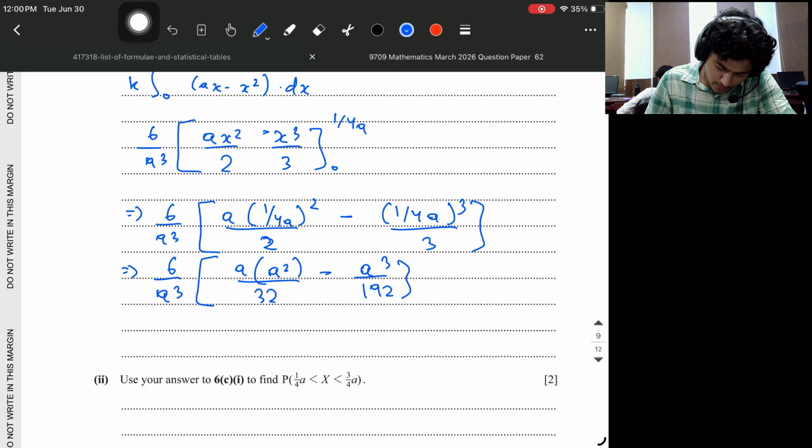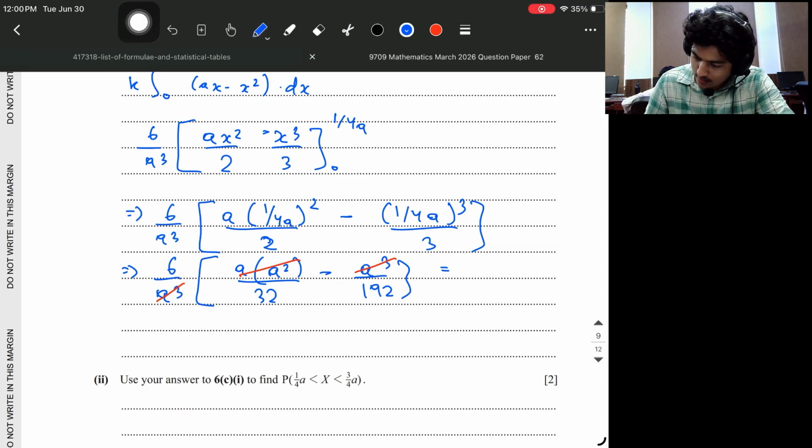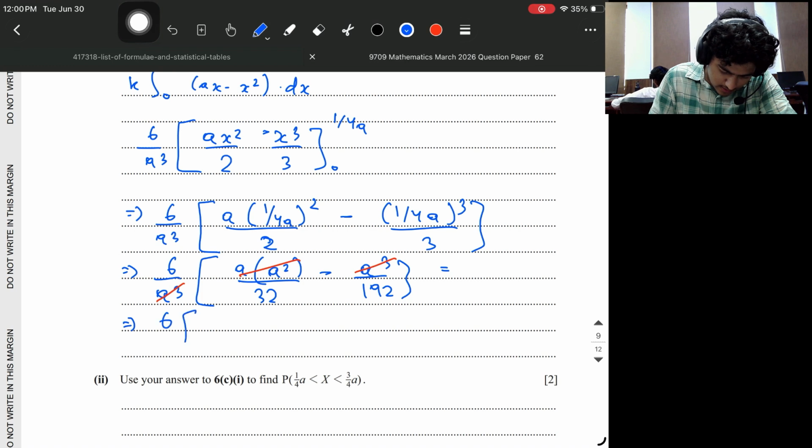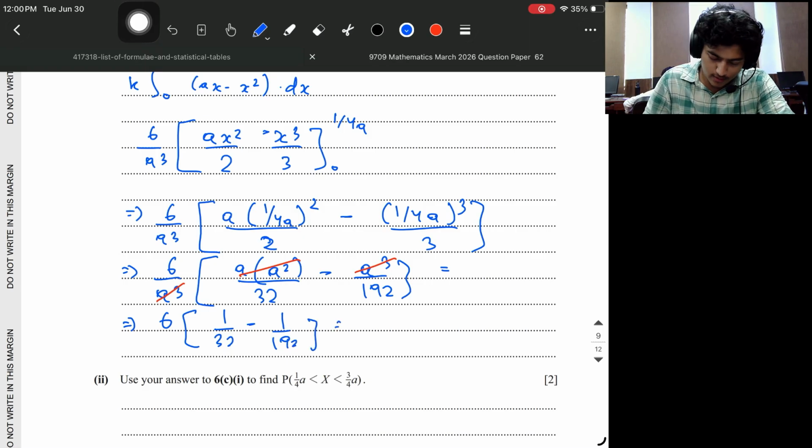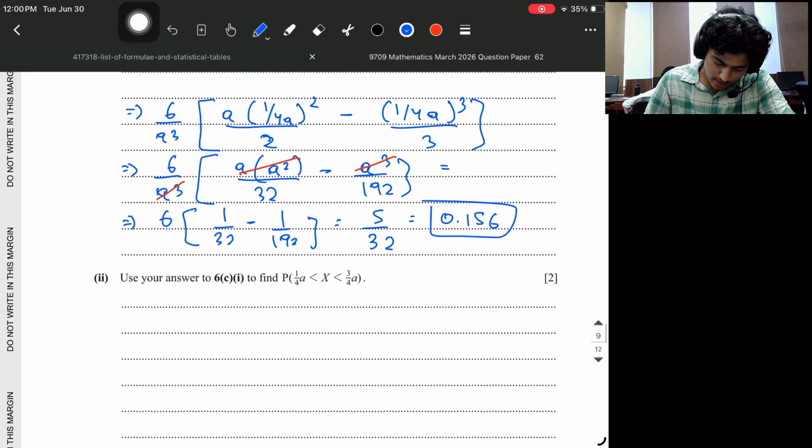All right, so apparently if we take a cubed common, then our a's are cancelling out, and we have an independent value. Let me put this directly into the calculator. So first let's simplify this. This is 6 into 1 upon 32 minus 1 upon 192, which will just give us the simplified value 5 upon 32, or the exact value is 0.156, which is independent of a, and that we have proven.